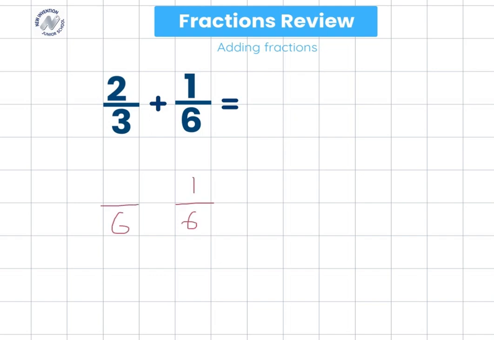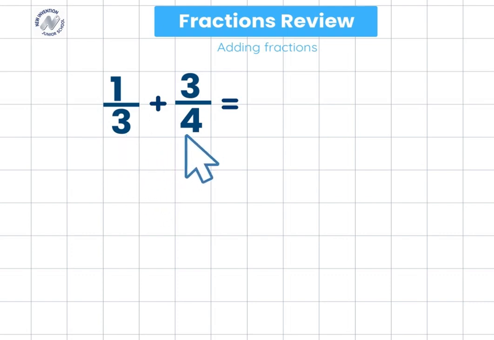The thirds, if I want to make that 6, I've multiplied the denominator by 2, so I multiply the numerator by 2. So I end up with 4/6 add 1/6. So my answer becomes 5/6. I only add the numerator because that tells me how many pieces I've got, whereas the denominator is the size of them.